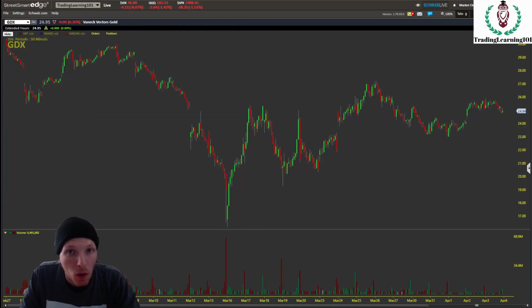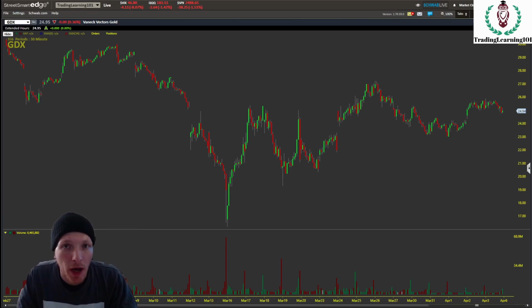All right, we're going to go over one more example here. We're going to take a look at GDX, gold, on the 30-minute time frame. And when it comes to doing technical analysis and using Fibonacci, you're going to see Fibonacci work very well with indexes and ETFs. This is GDX, a gold ETF.